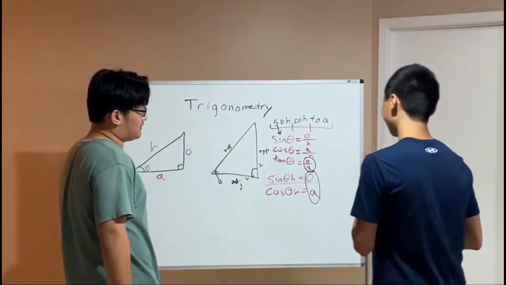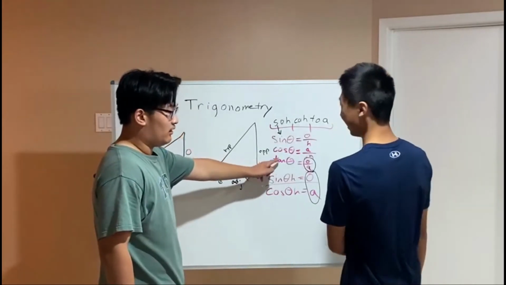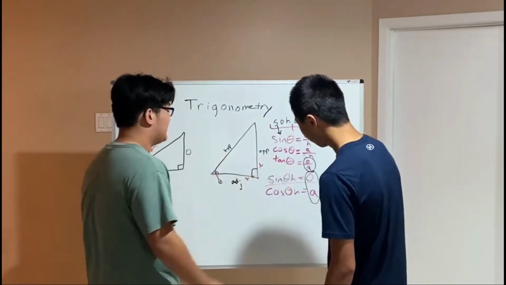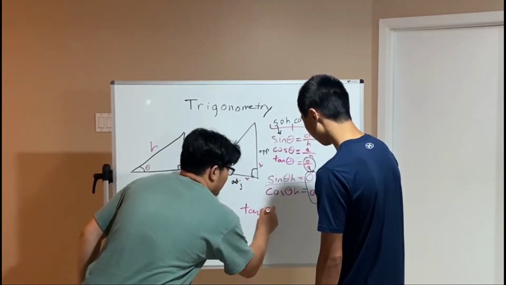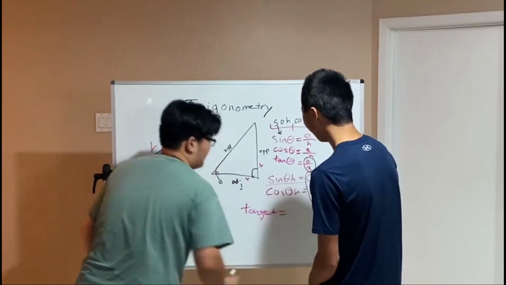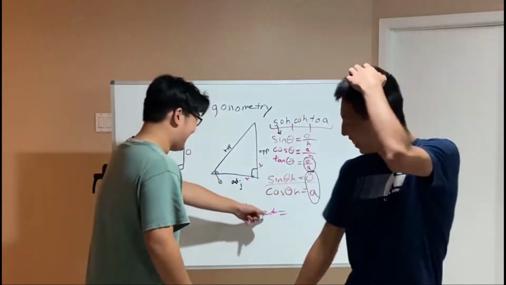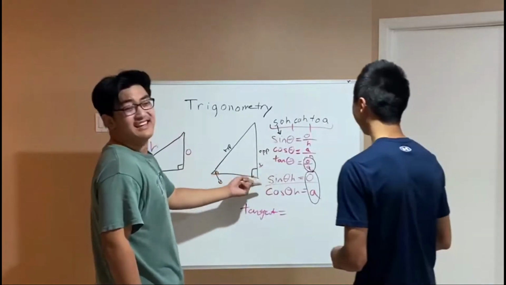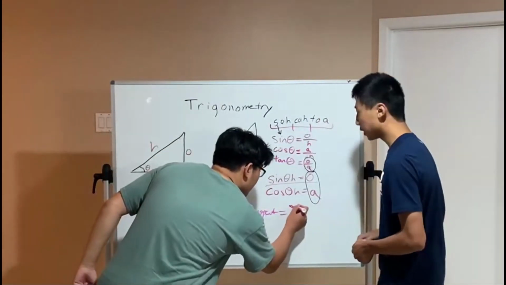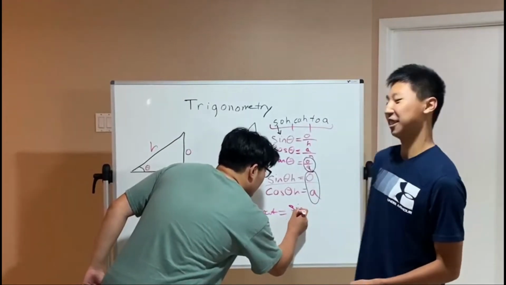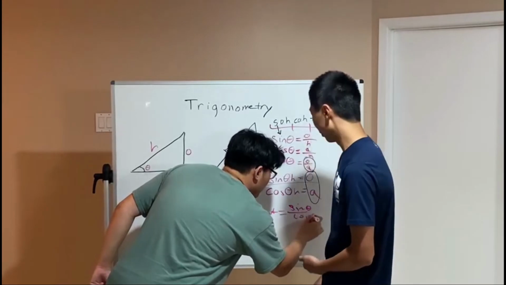And then, of course, tan, although it's opposite over adjacent. Tangent is just sine over cosine. And that's your first identity, which is a funny word for a rule of math.